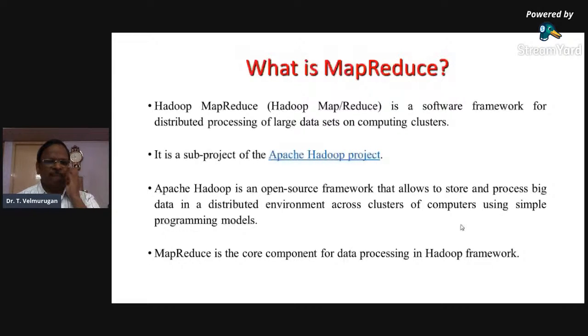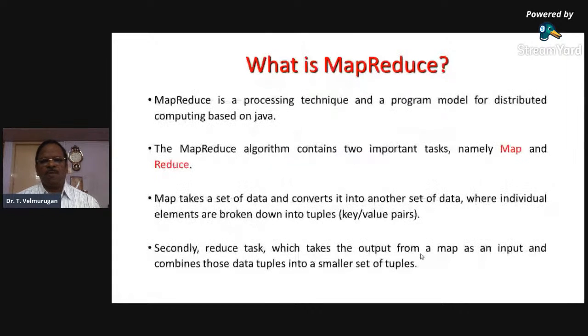MapReduce is one of the core components for data processing in the Hadoop framework. What is the definition of MapReduce? MapReduce is a processing technique and a program model. It is a program model used for distributed computing based on Java.